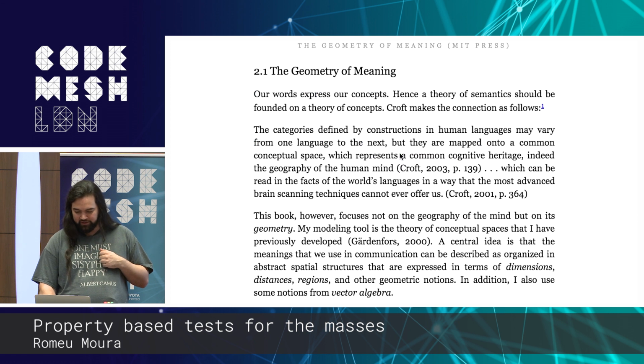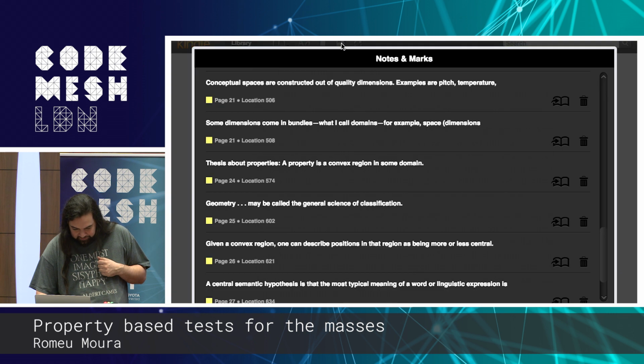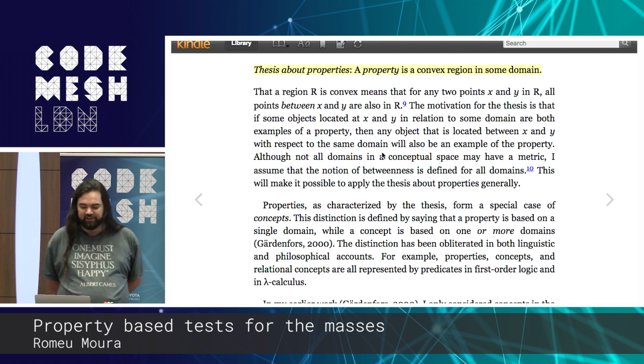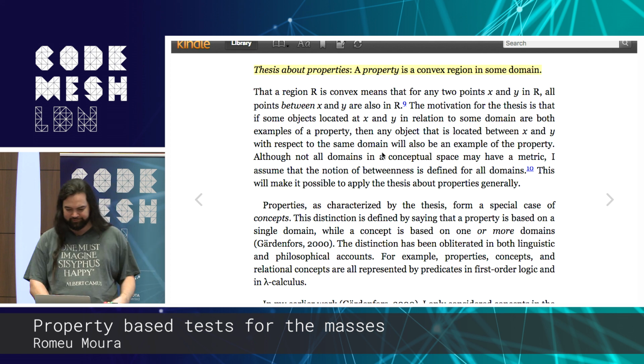And he comes to a realization that I find quite interesting, which is: a property is a convex region in some domain. Is it clear to everybody?